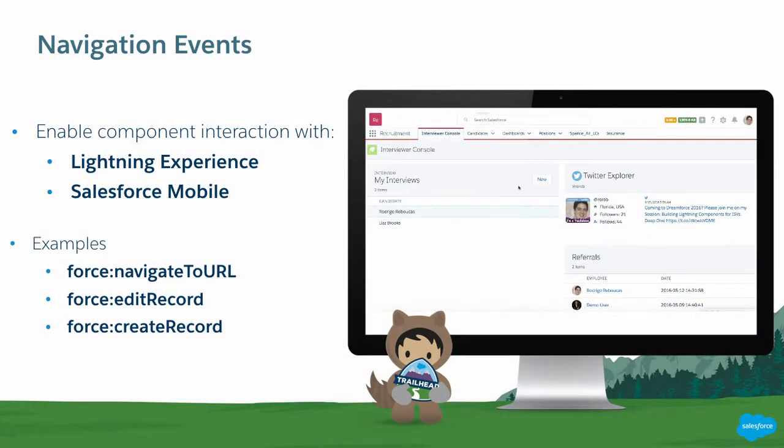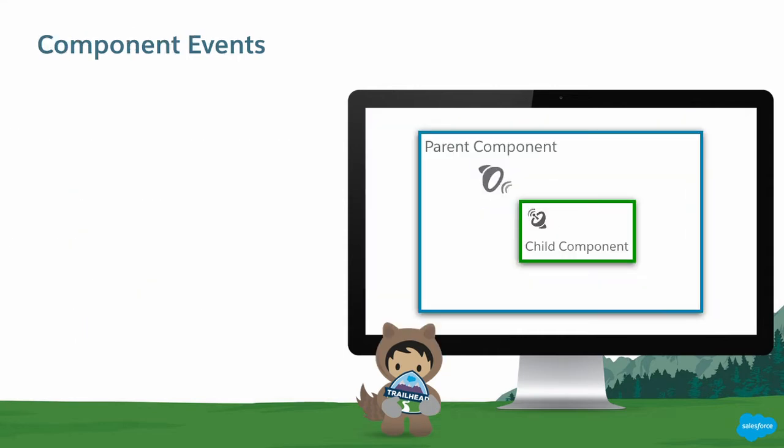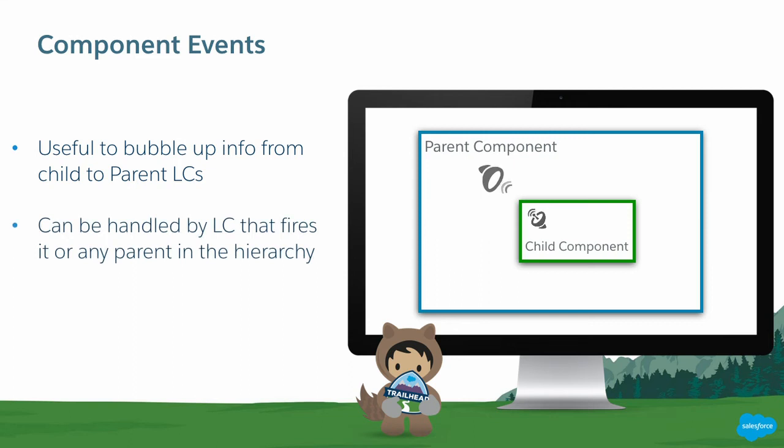So let's go back to our deck. Here's an example. And now let's talk about component events. Component events are useful whenever you have this nested components hierarchy architecture, right? We have a parent and we're creating child components inside our parent. So component events are useful whenever you need to send information from the child Lightning components in your hierarchy to the parents in the hierarchy. They can be handled whenever a child component fires a Lightning component event. They can be handled by the component that fired it itself or by any parent in our hierarchy.